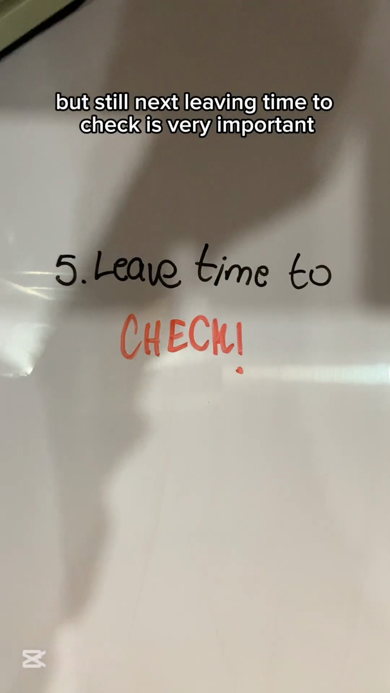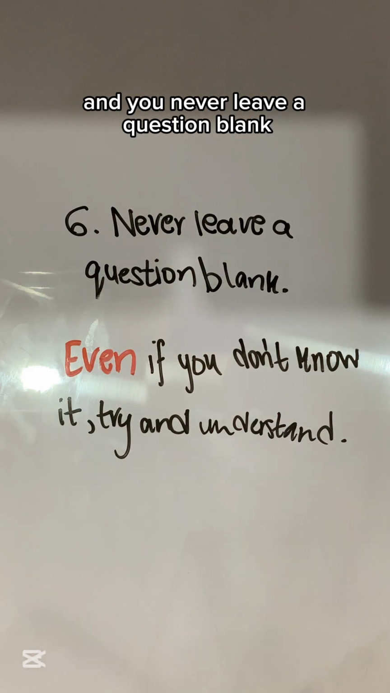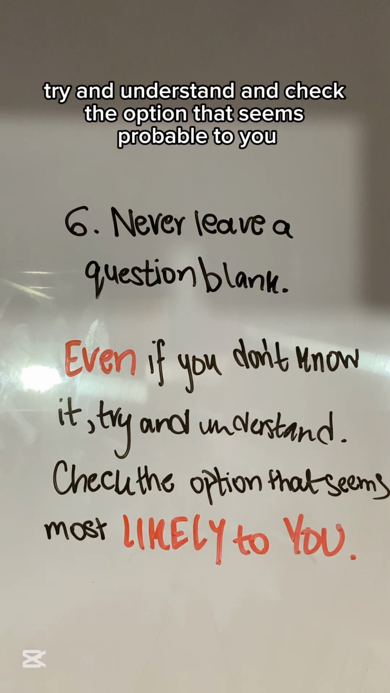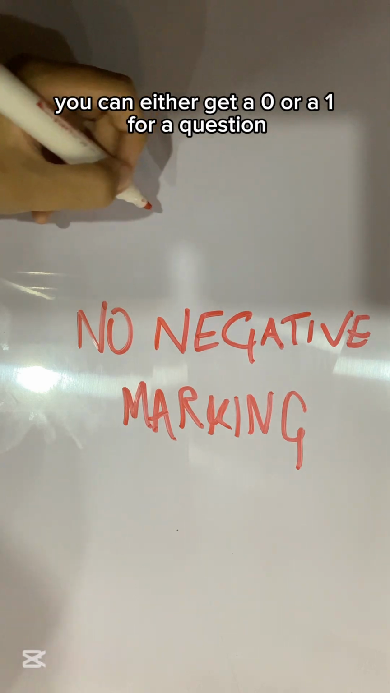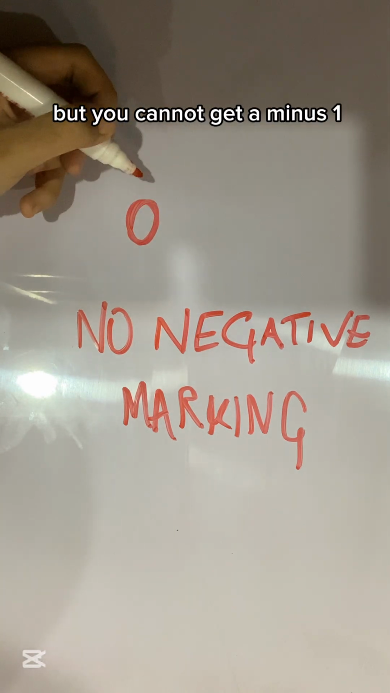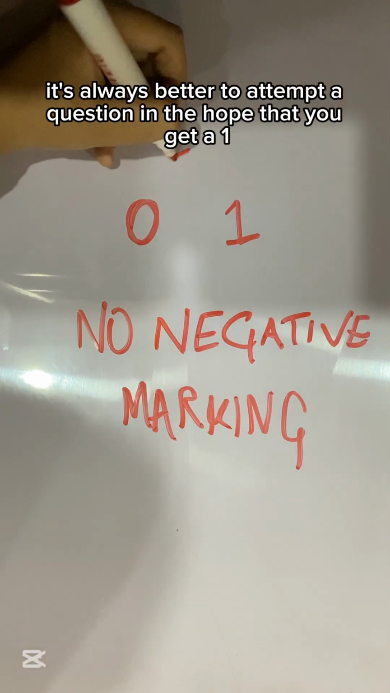Next, leaving time to check is very important, and you never leave a question blank. Even if you don't know it, try and understand and check the option that seems probable to you. There is no negative marking in the CAIEs. You can either get a 0 or a 1 for a question, but you cannot get a -1. Thus, it's always better to attempt a question in the hope that you get a 1.